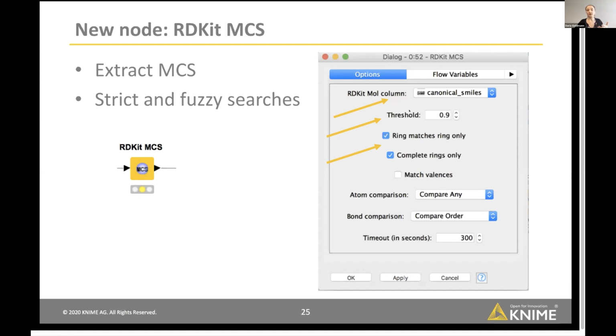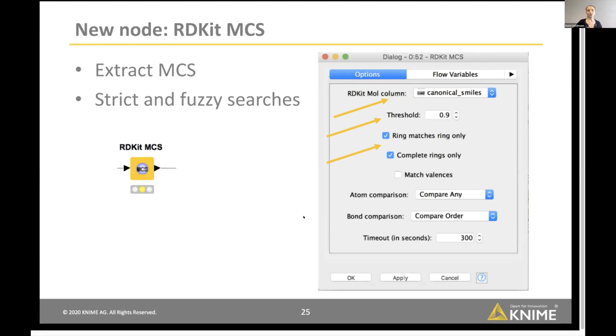For example, the threshold option means which fraction of the molecules in this column should match that MCS. So if you have 1 there, that means that the MCS should be present in each molecule. I have, for example, on the slide here 0.9, which means that the MCS should be present in 90% of the molecules, and so on and so forth. There is also ring matches ring only, that's for the ring bonds and how the rings should be matched, how the atoms should be compared, how the bonds should be compared.